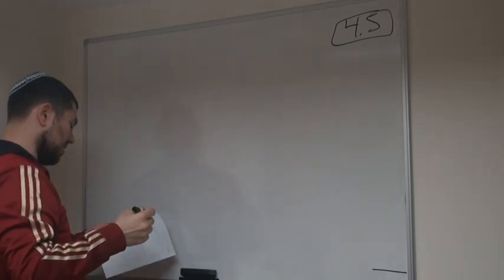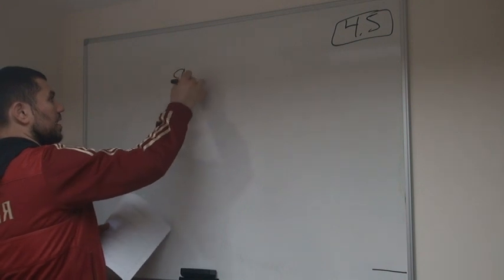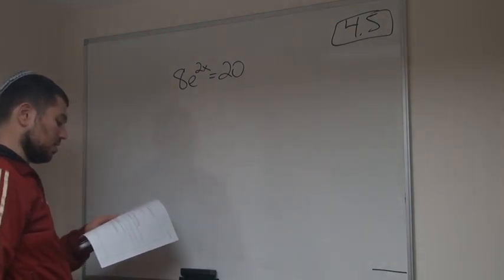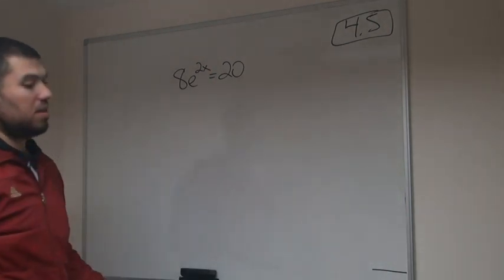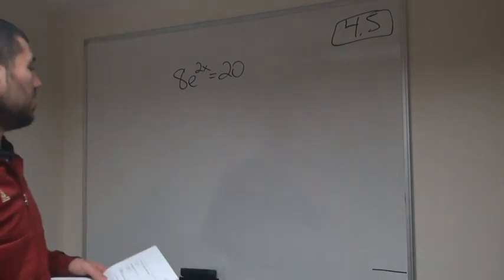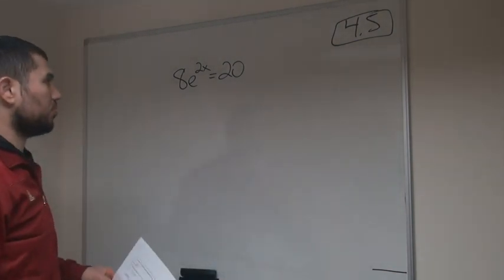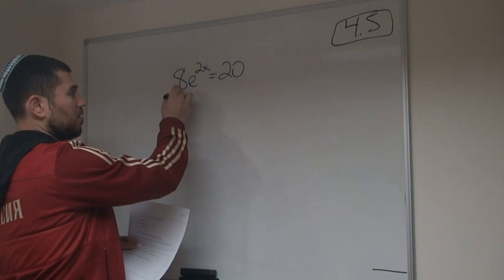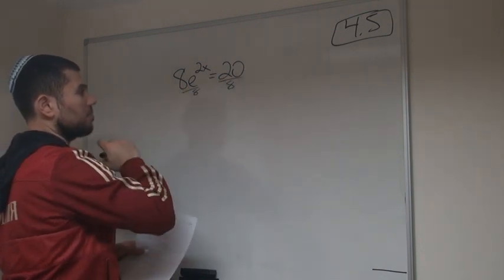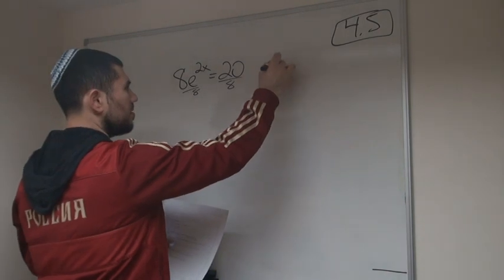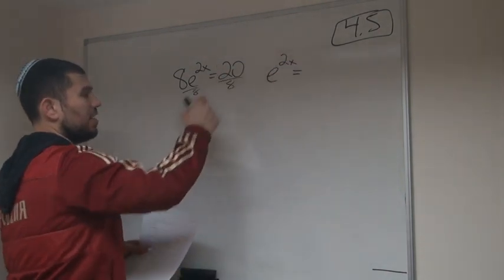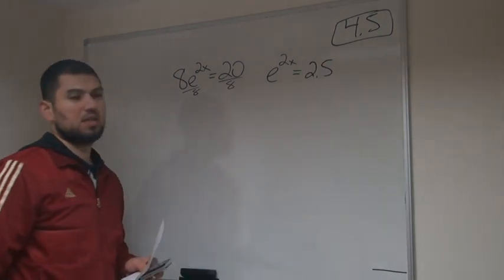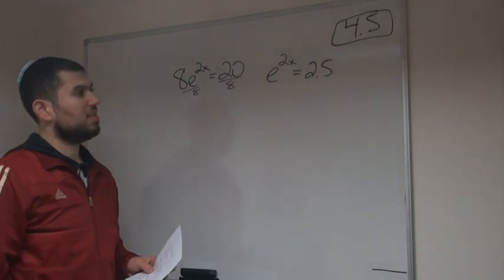I have 8e to the 2x. 8e to the 2x equals 20. So here, similar scenario, right? I want to isolate the log expression, the exponential expression, which I already did. I'm going to simplify it a little bit though. I want to divide by 8, so that I get e to the 2x, 20 divided by 8 is 2.5. Right? So e to the 2x is 2.5.